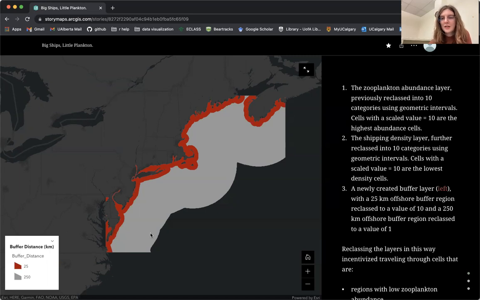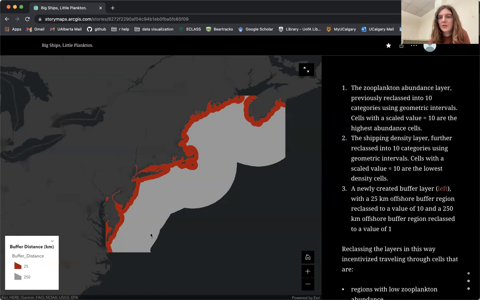The second layer I incorporated was the shipping density layer that I had summarized as well. And then I further reclassed the shipping density into 10 categories, much like the zooplankton abundance layer. However, the cells with the higher category values were actually the lowest shipping density values.